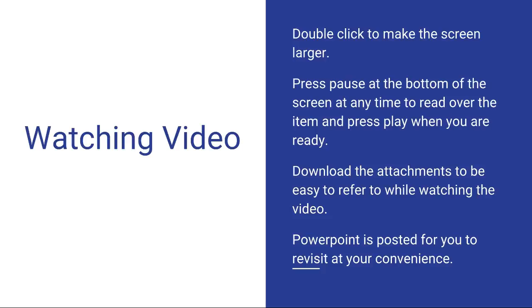As you watch this video, you might want to double click on the icon so that you could see the view in a much larger screen so you're able to see the smaller print on the items we're going to be going over. At any time, you might want to press pause at the bottom of the screen so that you can read over the items more carefully, and then press play when you're ready to begin. You may want to download the attachments that are in Canvas so that you can refer to them as you're watching the video. This PowerPoint will be posted for you so you can revisit some of the items at your convenience.